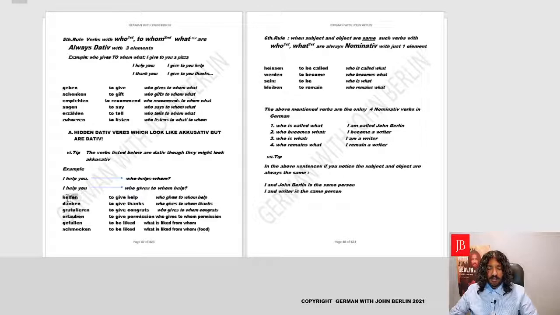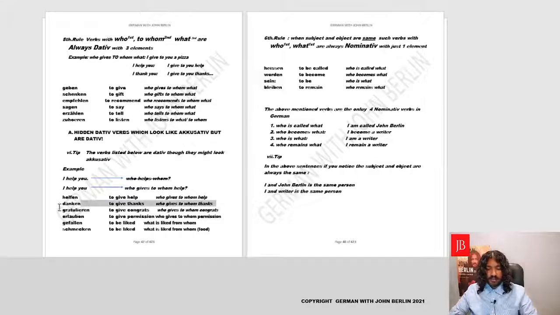That means the verb helfen requires who, the person who's helping, to whom the help is being given, and it requires what, which is help itself. The element of what is hidden in the verb itself, help. That's why we don't see it, and that's why we call them hidden dative verbs. You don't see them to be dative since there are just two elements to look at, but actually there are three elements, the third element being hidden in the verb itself.